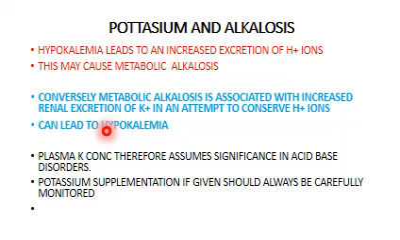Now, there is a relationship between potassium and alkalosis. Hypokalemia leads to an increased excretion of hydrogen ions. So, when the potassium level goes down, to maintain the acid-base balance, there will be increased excretion of hydrogen ions, and this can ultimately result in metabolic alkalosis.